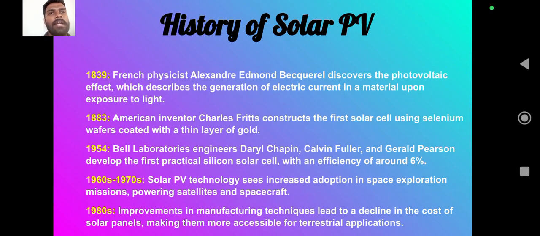Okay, and let us see the history of solar PV. In 1839, the French physicist Alexandre Edmond Becquerel discovered the photovoltaic effect, which describes the generation of electric current in a material upon exposure to light.